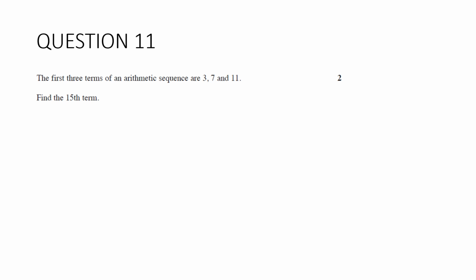So question 11. First three terms of an arithmetic sequence are 3, 7 and 11. Find the 15th term. So we can see that a is equal to 3 and the common difference is 4, and that was actually the first mark. And we want the 15th term, and our formula is a plus (n minus 1)d.